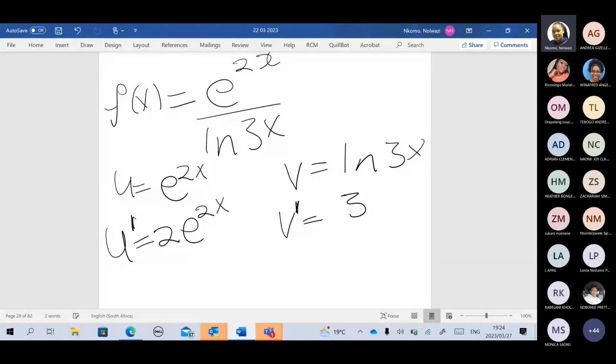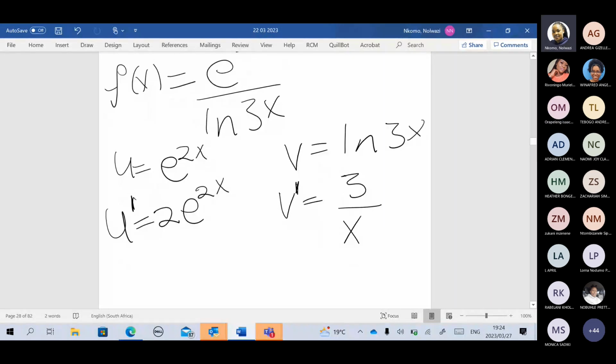Is it 3 over x? Because it's 1 over 3x times 3. Okay, you have ln this, you have 1 over 3x times 3. So this means this is 1 over x. So we have 1 over x. Yes. Then you substitute them back to your quotient rule.